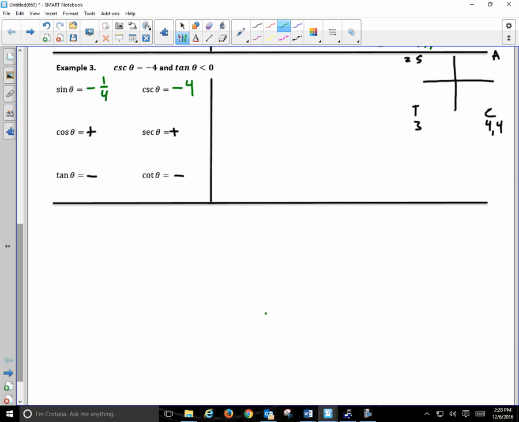So I'm going to use my first rule, which is sine squared plus cosine squared is 1. If I square -1/4, I get 1/16. And I'll rewrite 1 as 16 over 16. How do I solve? Subtract, and I get cosine squared equal to 15 over 16. Square root.